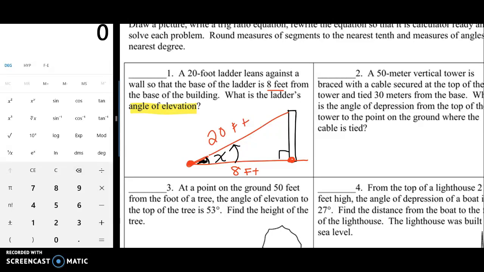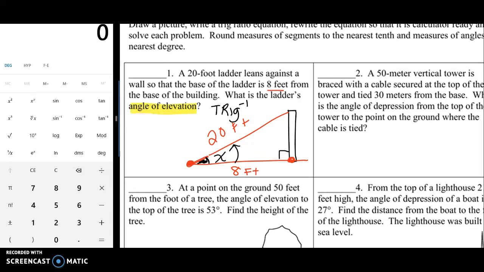Now, when you try to find angle measurements, you're looking at trig functions that are the inverse of their normal function. So things that are to the -1 power. If you take a look at my calculator on the left here, you'll see there's a sine to the -1, cosine to the -1, tan to the -1.